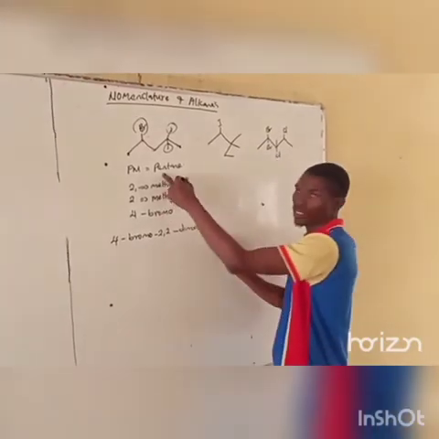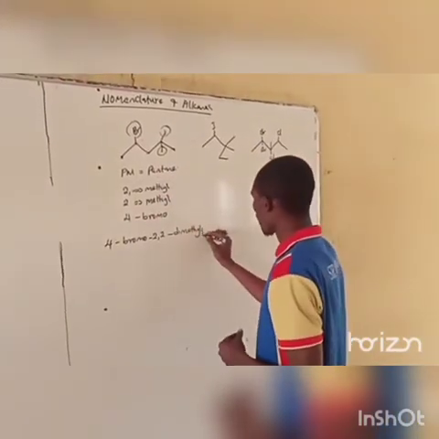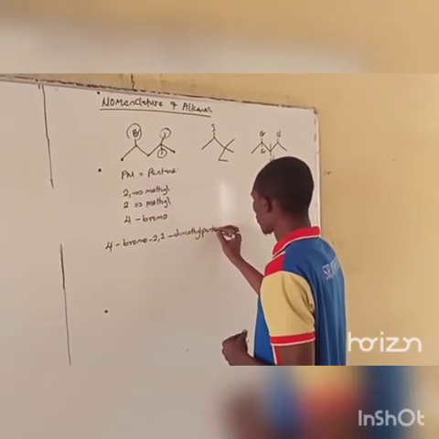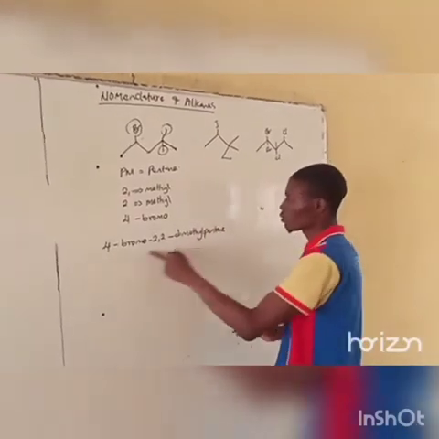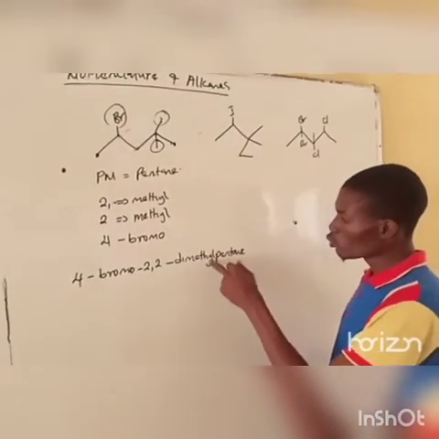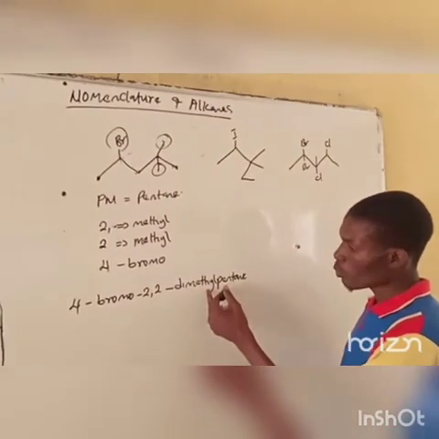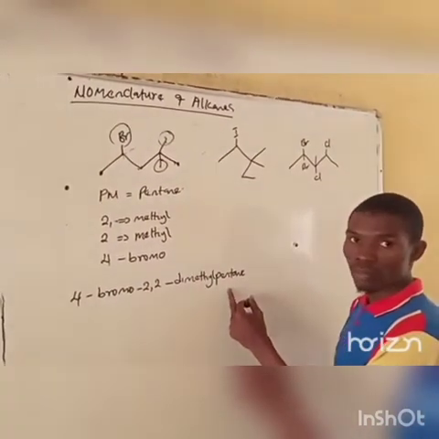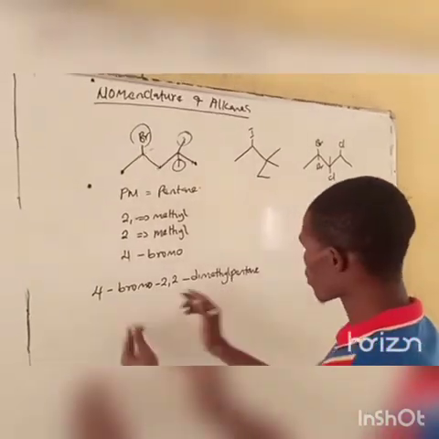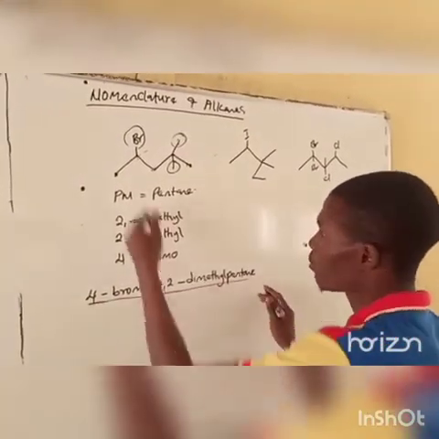Then what is the parent name? Pentene. Then you attach pentene. So you have to be careful. This is the name. Do not give space between the last substituent name and the parent name. So you mark them together. So this is the name of this compound.